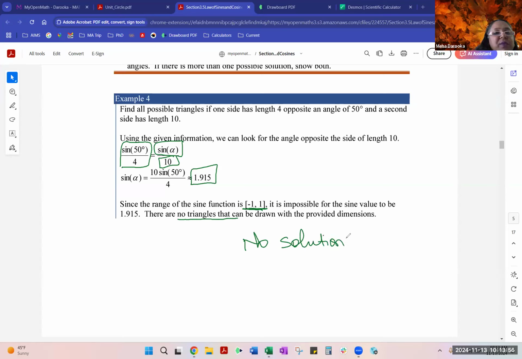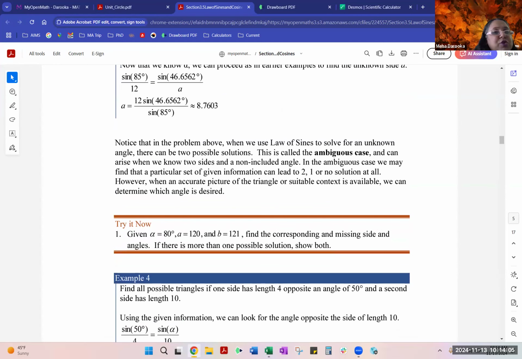So this is kind of what we were talking about when we were mentioning ambiguous cases, because we did mention that you can have 2 solutions, 1 solution, or no solution. So between example 3, try it now, number 1 and example 4, you kind of see how those 3 cases would break down, and what you would have to do depending on whether you have only 1 solution, 2 solutions, or no solution. So just kind of keep that in mind.